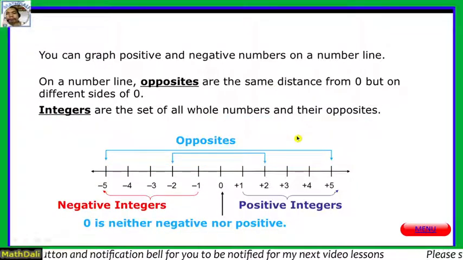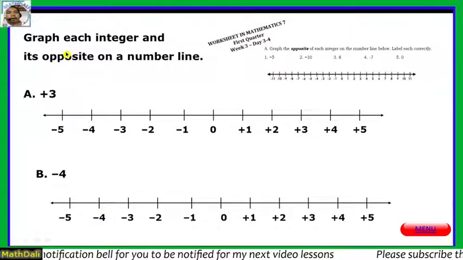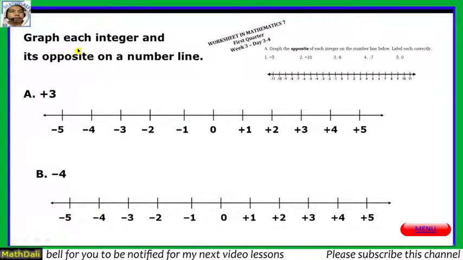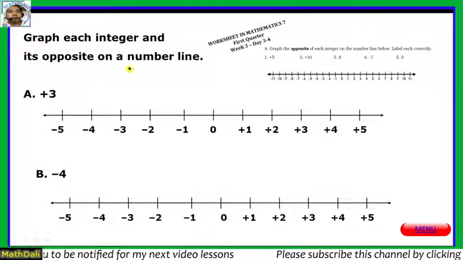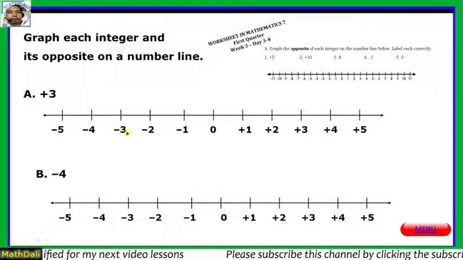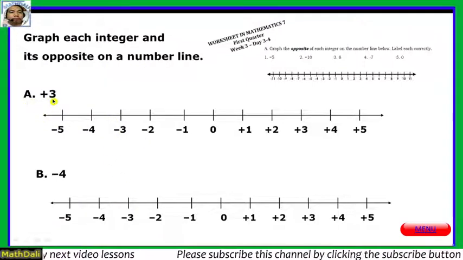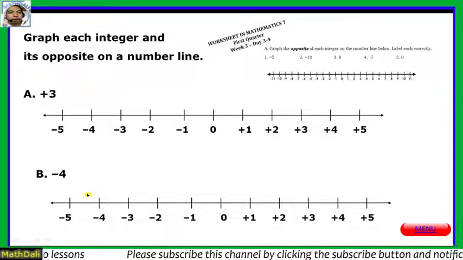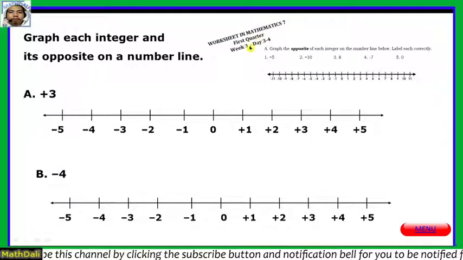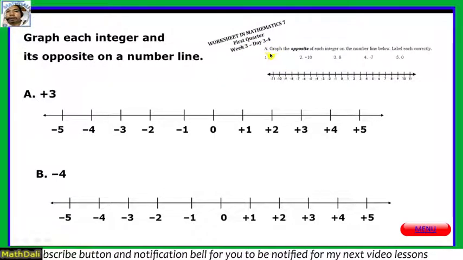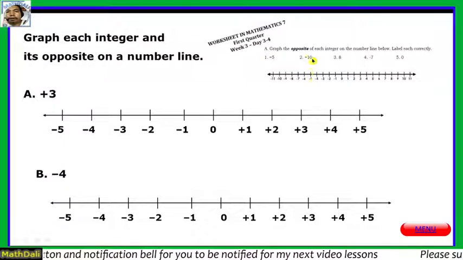Okay, next. We have this activity. Graph its integers and its opposite on the number line. Given this number line, i-graph natin tong positive 3 kasama na rin yung kanyang opposite. Even negative 4. Ganun yung gagawin nyo sa worksheet. Worksheet in Mathematics First Quarter, Week 3, Day 3 to 4. So, yan yung gagawin ninyo sa inyong worksheet.